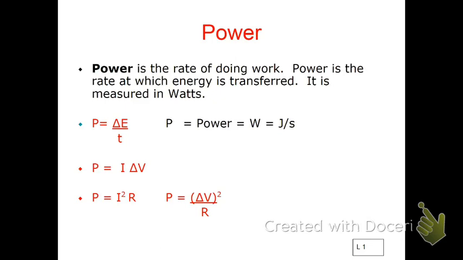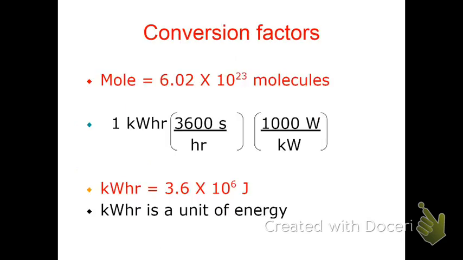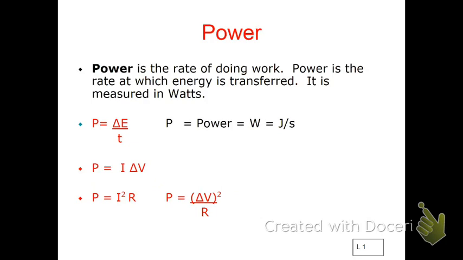The last thing I want to talk about is power. The power is the rate at which you do work. Of course, if you do the work in a shorter period of time, the power will increase. You're delivering more work in a shorter period of time, more energy per unit of time. And the formula is power is energy over time.